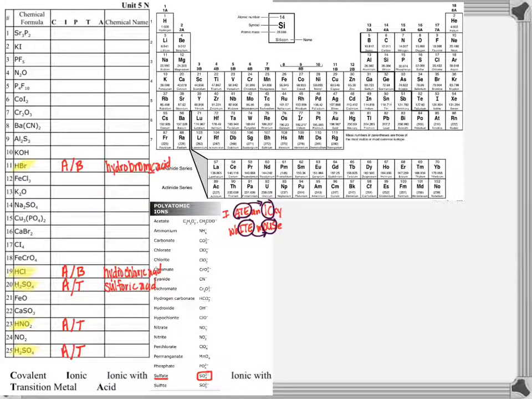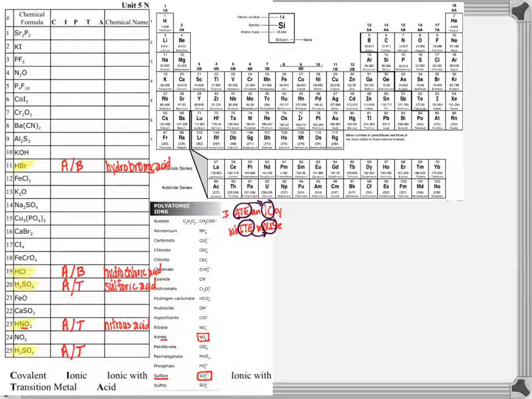That's it. Next one, I have HNO2. So I'm going to look for NO2 on my polyatomic ion list, and here it is. It ends with ite, so that means I'm going to change that ending to ous. So here it's going to be nitrous acid.